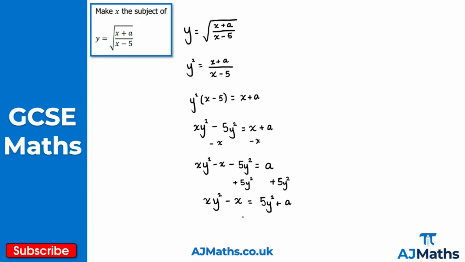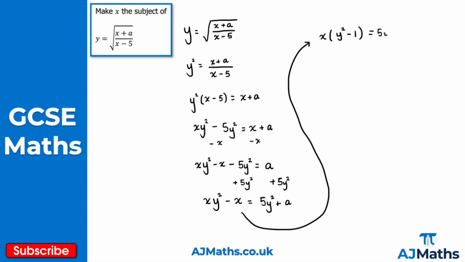If we're making x a subject, I now need to factor an x out here on the left hand side. So let's just go to the top here to finish this here then. So we factor the x out now. We're going to get x lots of y squared minus 1, and that will be equal to 5y squared plus a, like so.